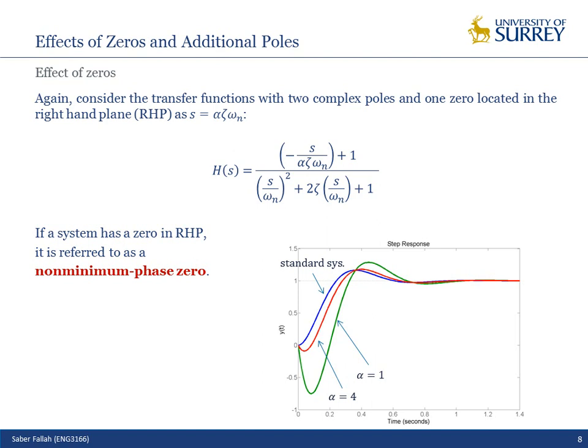In general, I don't want to have overshoot. But if you have the non-minimum phase zero, as I said, it won't change the stability of the system. But it causes the system to start responding in the wrong direction. Okay? So it's better to avoid non-minimum phase zero in the system.